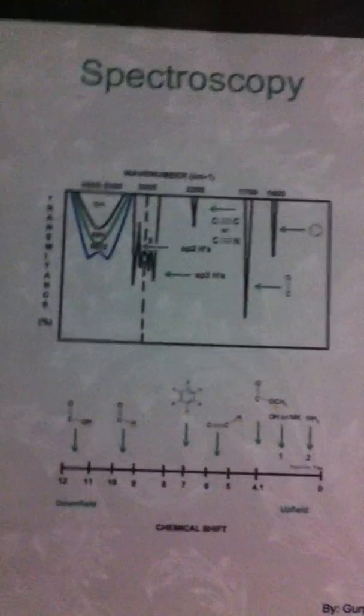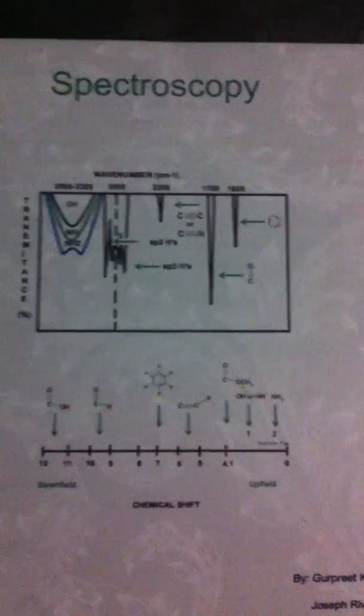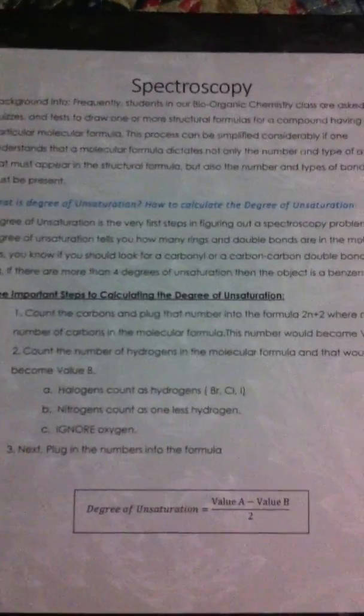My name is Gurpreet, and today we're going to look at spectroscopy, which is a subject under bioorganic or organic chemistry, and this is solving spectroscopy problems using the NMR and IR. So the first step in solving spectroscopy problems is calculating the degree of unsaturation. There are 3 simple steps to follow.